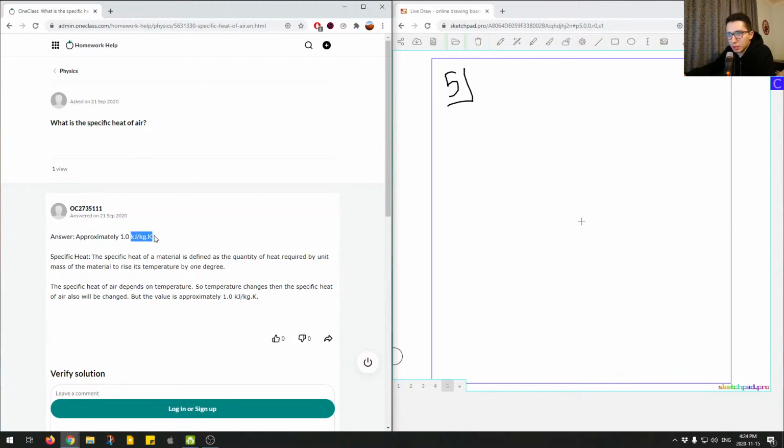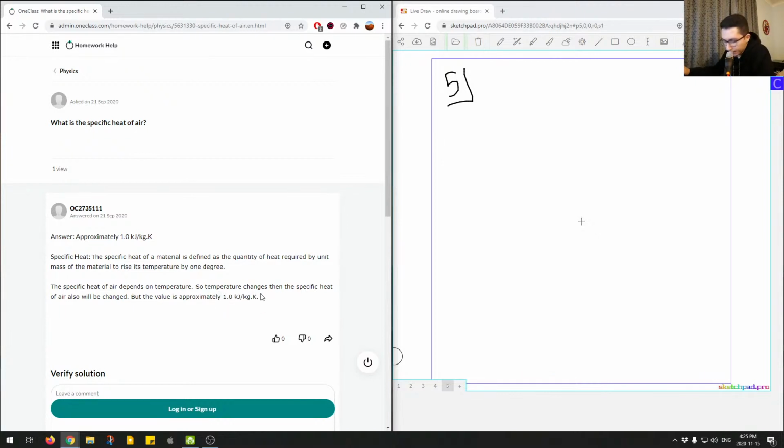You can see there are pretty complex units. It's essentially kilojoules per kilogram Kelvin. I'll explain why this is the case in a second. Here's the definition of what specific heat is. The specific heat of a material is defined as the quantity of heat required by a unit mass of the material to raise its temperature by 1 degree. The specific heat of air depends on temperature, so when the temperature changes, the specific heat of air will also change. But the value is approximately this much.